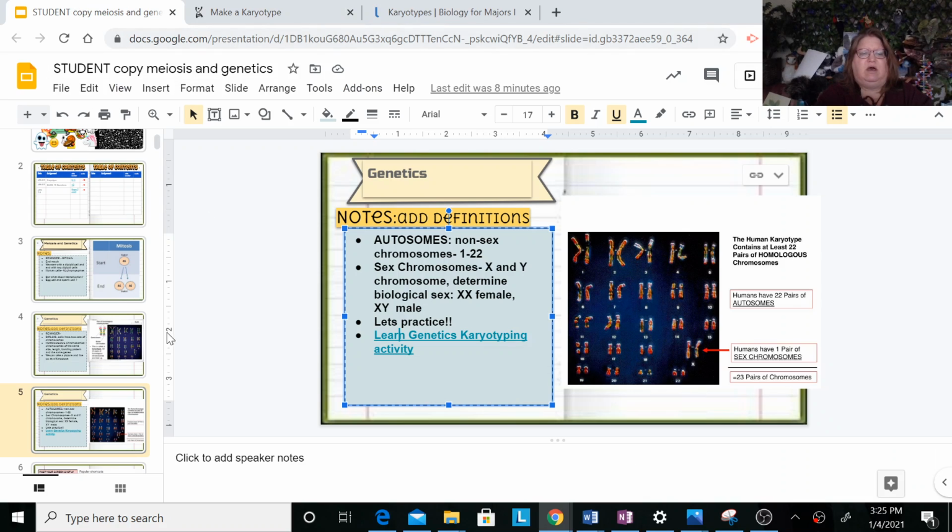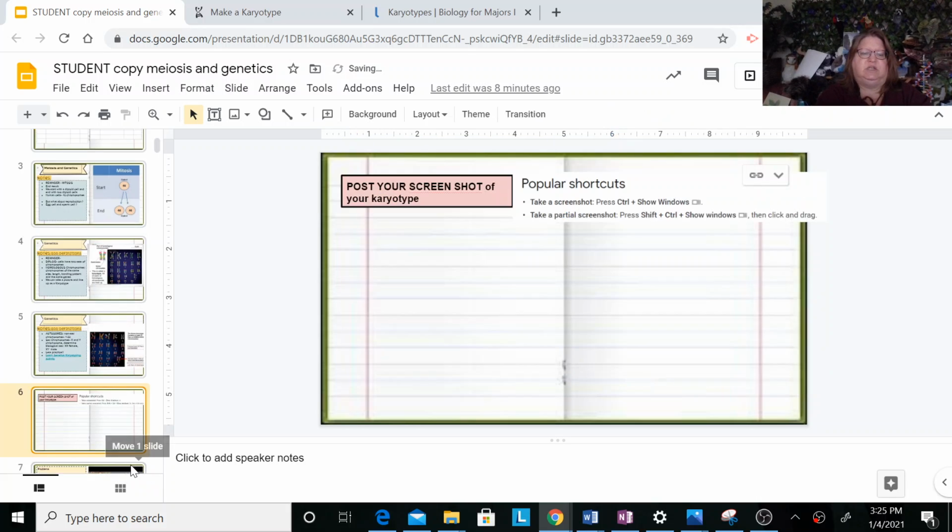So when you're done, what you're going to do is take a screenshot of the karyotype page that you just did. I've got a shortcut here for how to take a screenshot on your Chromebook, and then you're going to upload it to this page. If you have any problems, just let us know.